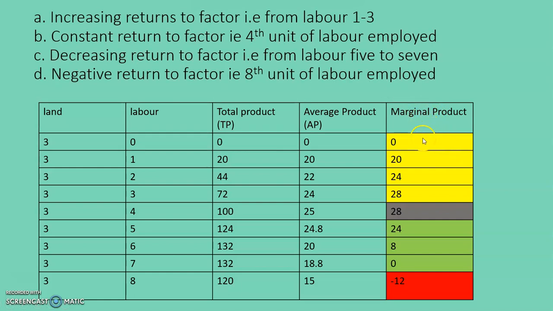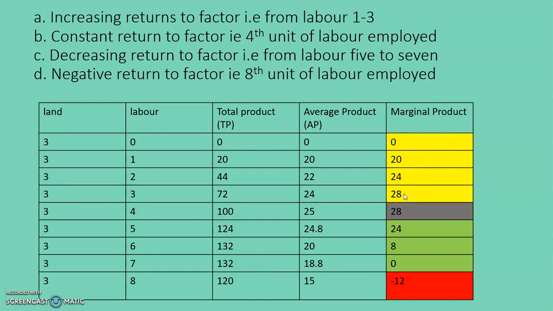Now, the increasing return to factor starts from when labor is 1 to the third unit. So it means that if you are to indicate your increasing return to factor, that will be from 0 to 28. That is the increasing return to factor.